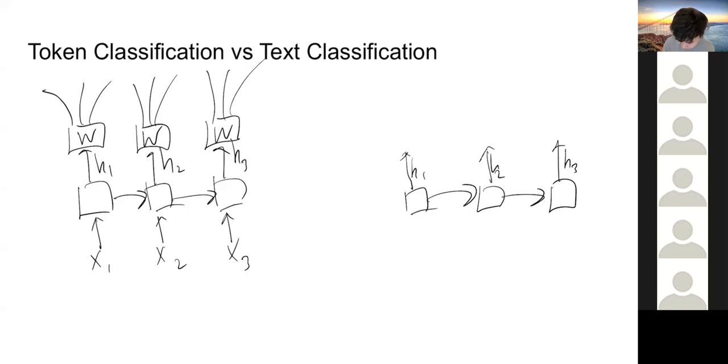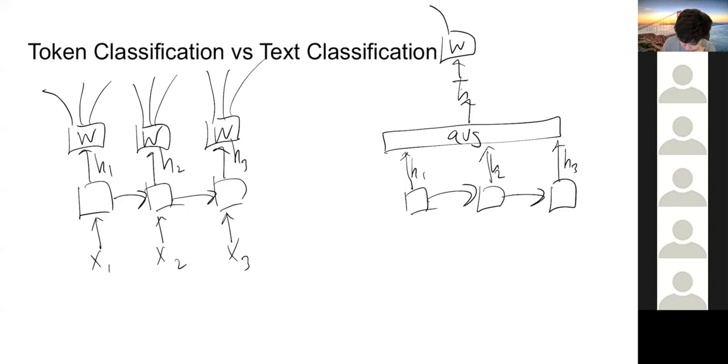So you have H1, 2, and 3, and you have some average pooling method. This is just a simple averaging method to obtain H average. And this goes into some weight to have different categories to classify into for the entire text. So you see the clear difference between token classification and text classification. And their purposes are different too, right? We mentioned that too.